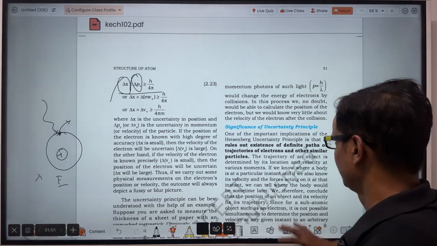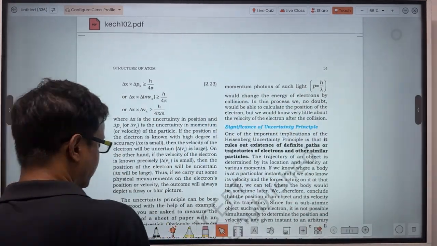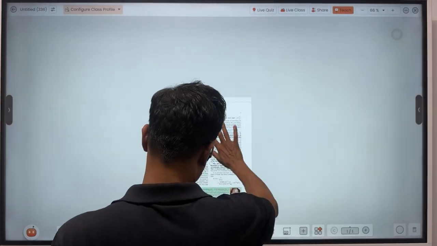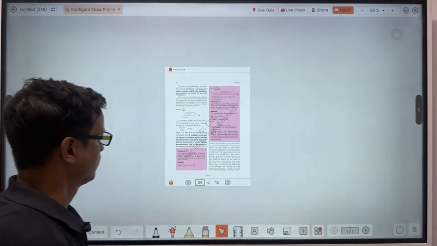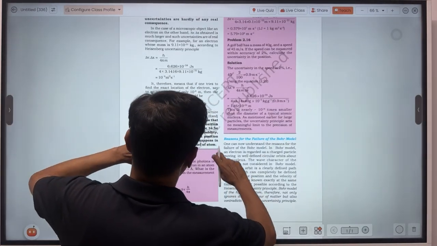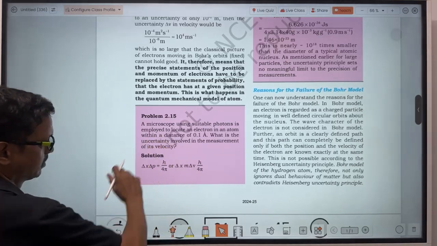Okay, so we will go into the significance later, but before that let's see how to solve numericals based on Heisenberg's uncertainty principle. So let's see here.